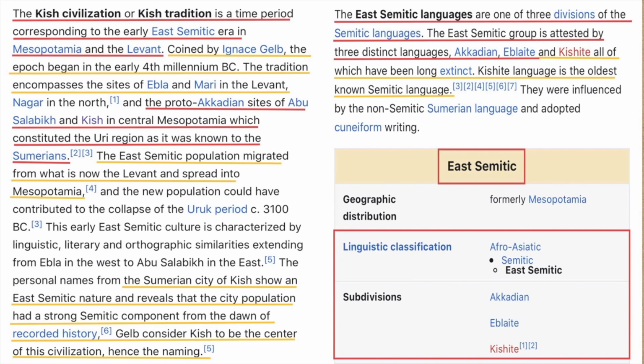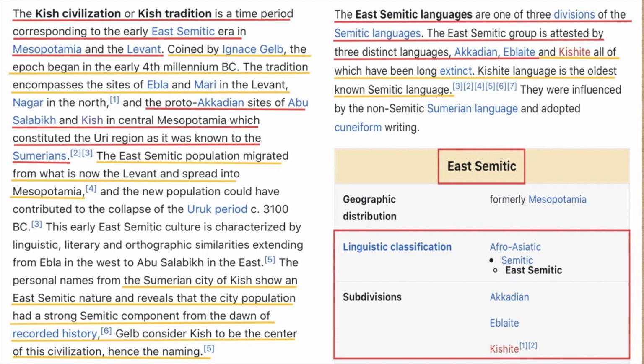And so the Sumerian civilization of Kish showed an East Semitic nature and revealed that the city population had a strong Semitic component from the dawn of recorded history. This is very important. Gelb considered Kish to be the center of this civilization, hence the name.